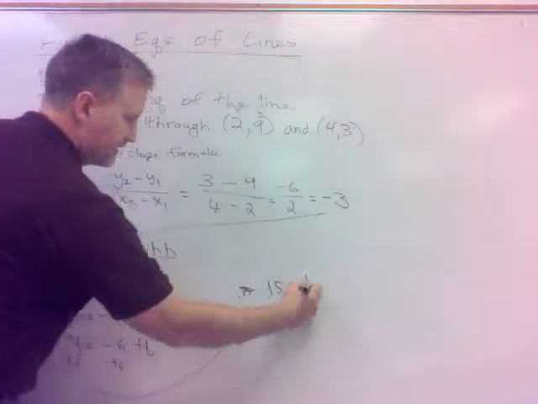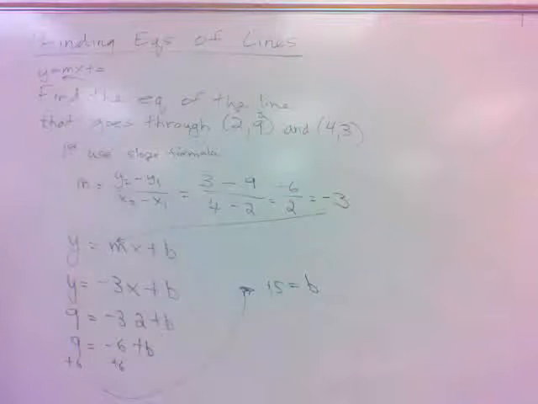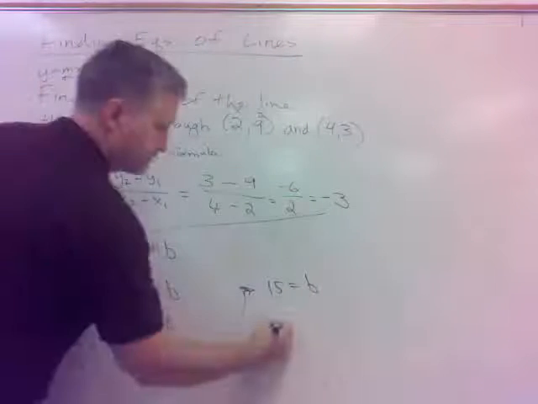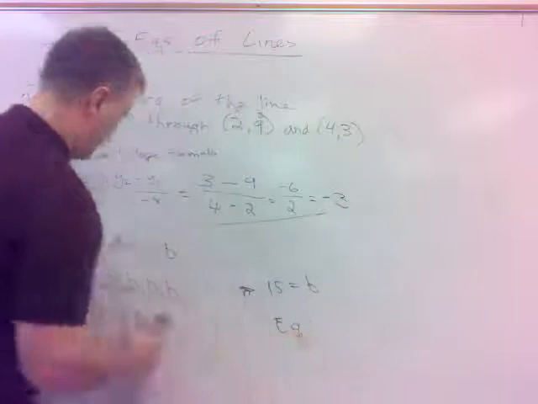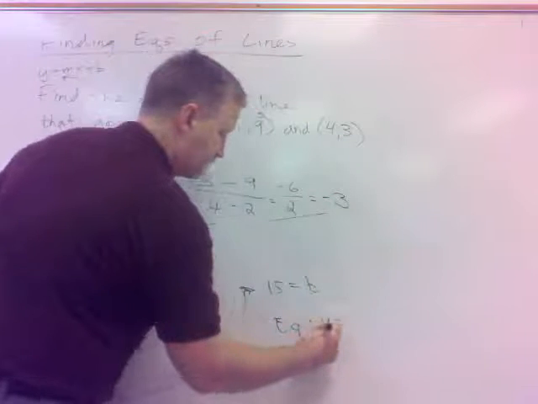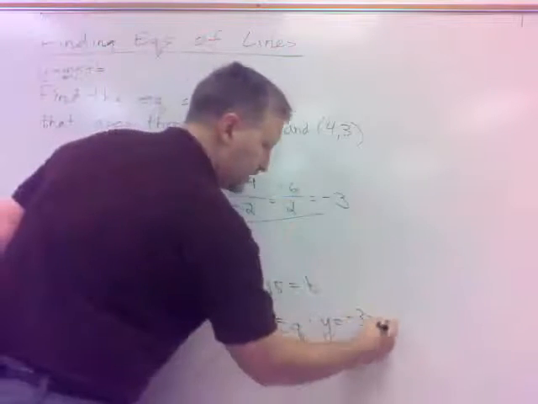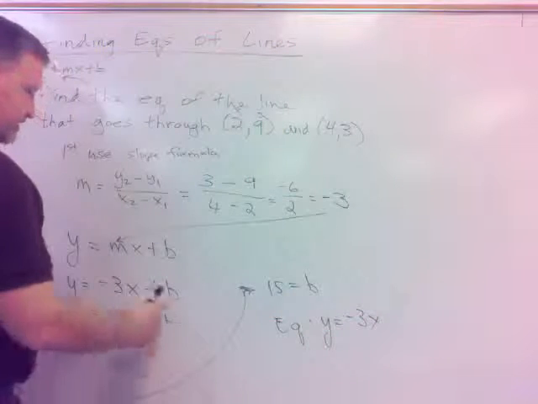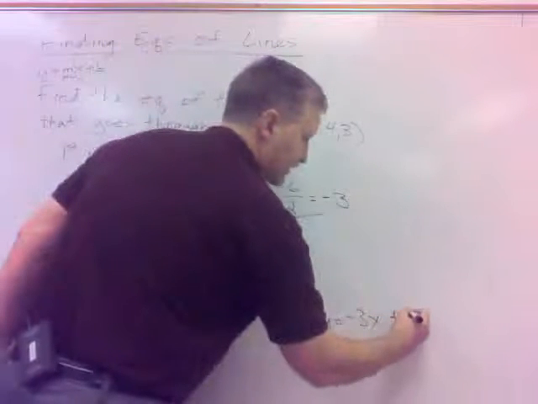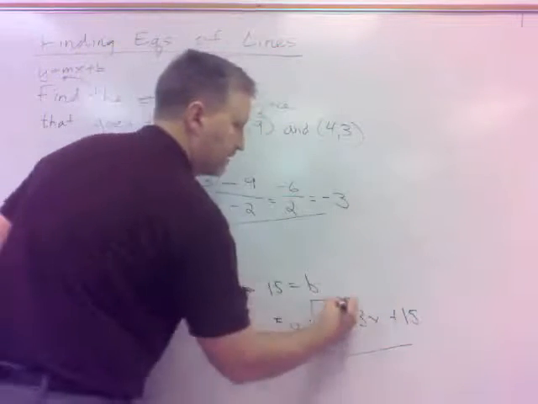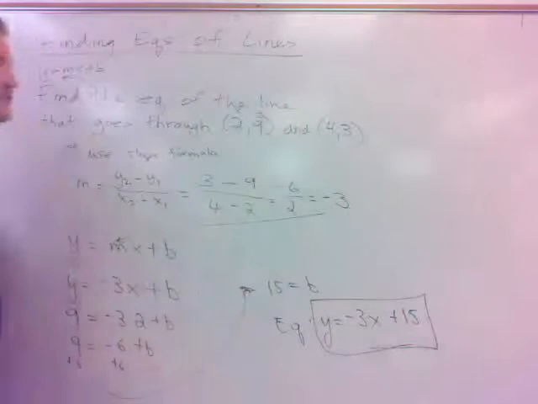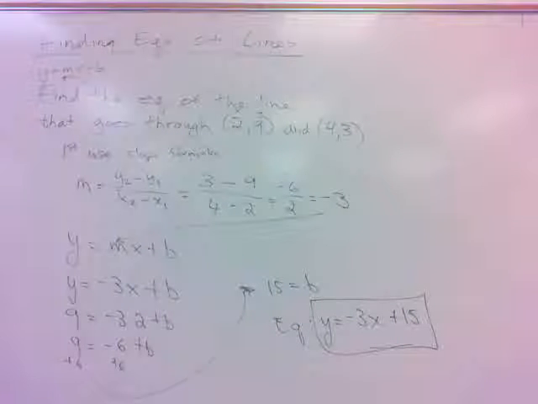And that's telling me 15 equals b. So what's my equation? y equals mx plus b would be y equals, I found m to be negative 3, so it would be negative 3x. The b I found to be 15, so it's negative 3x plus 15. Right there you go. Okay?